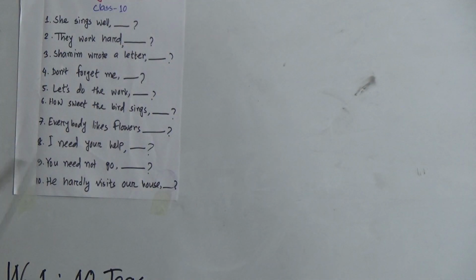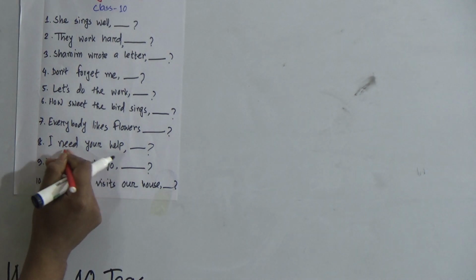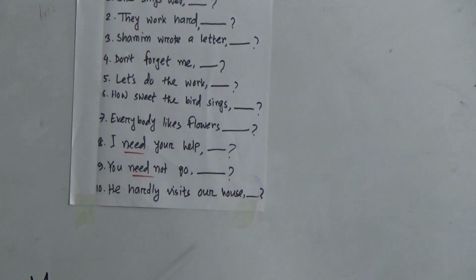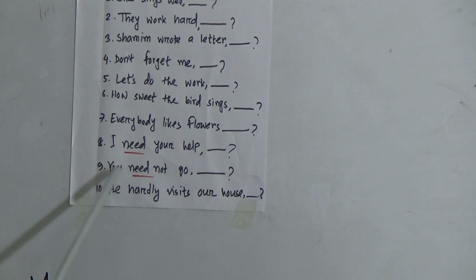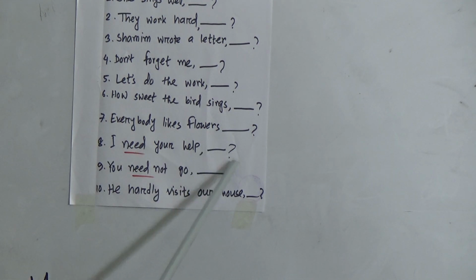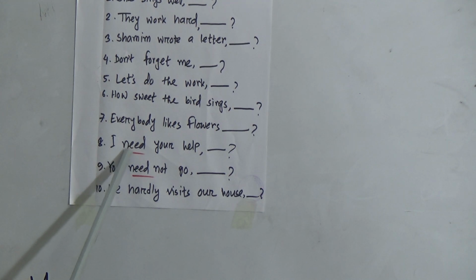Then number 8, I need your help. Dear students, you know that need is a modal auxiliary verb, okay? So I have given need here, okay? But in a few cases, we can see need as a main verb. I need your help. Here help is a noun, not a verb. Dear students, here this need is used as a main verb. So I need your help, it's present indefinite tense. So its answer would be don't I, because it's a main verb.